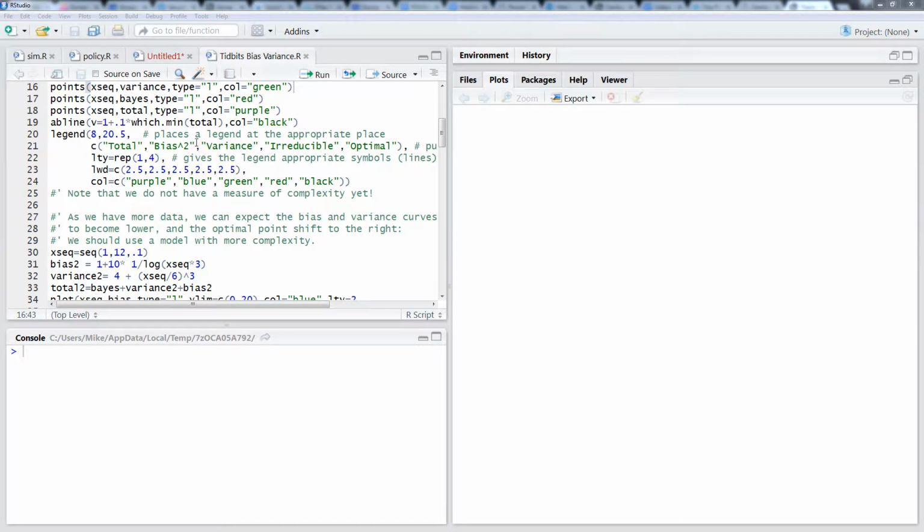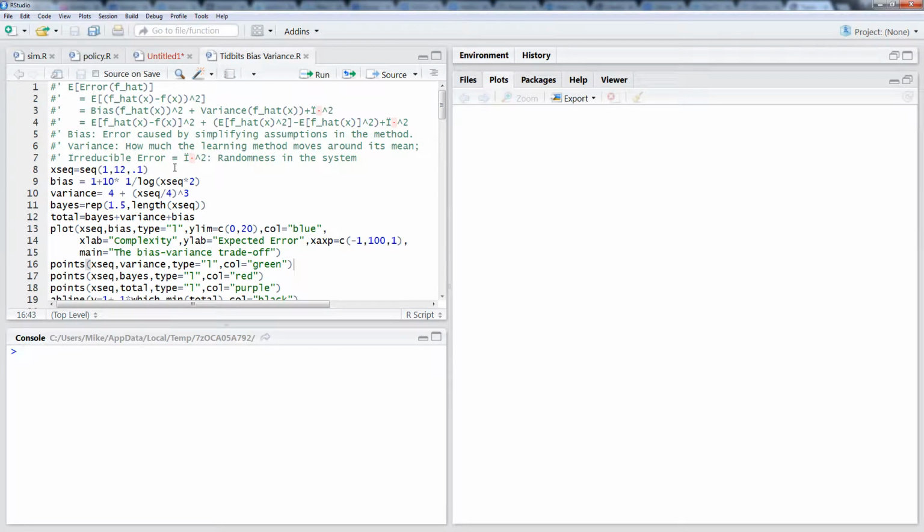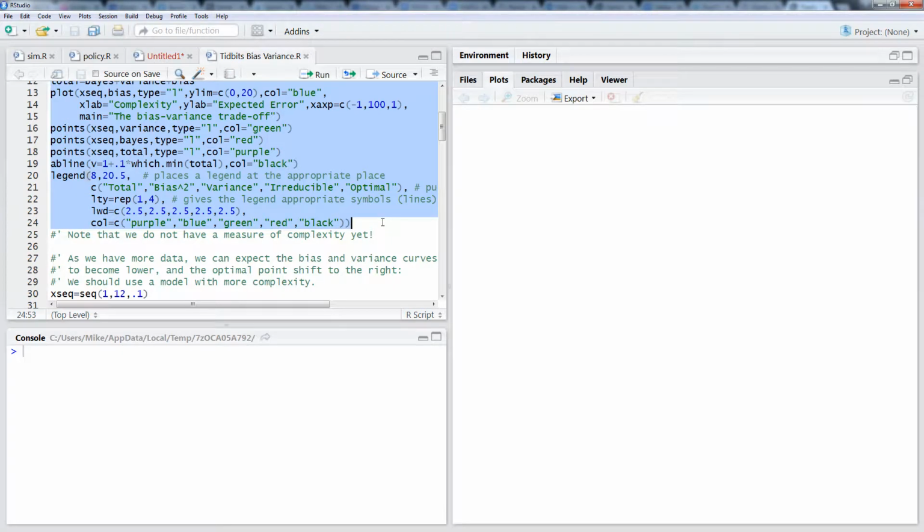So here we're going to be looking at the tidbits bias variance.r script. And what we're looking at here is just a collection of examples and graphs that will give us some idea about the bias variance decomposition, some visual impressions of it. Now you can of course go through this code, but in this case, this is not exercise code. It's code that you can look at if you want to see how this was done, but there's no need for you to do so.